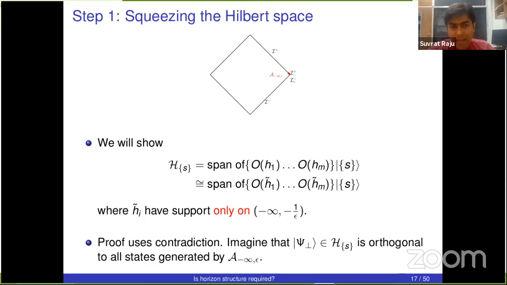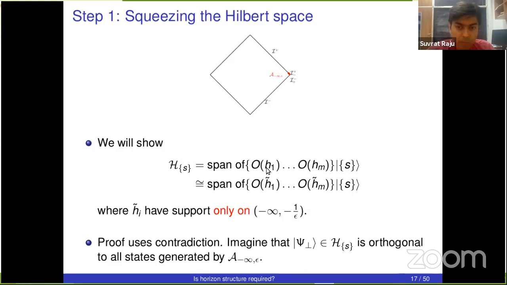And now I'm going to say, well, actually you could just take these functions and make them have support only from minus infinity to some minus one over epsilon. It is important that there's a minus one over epsilon. And I'm going to say, well, you'd get the same Hilbert space. And what that precisely means is that this new Hilbert space is dense in the earlier Hilbert space.